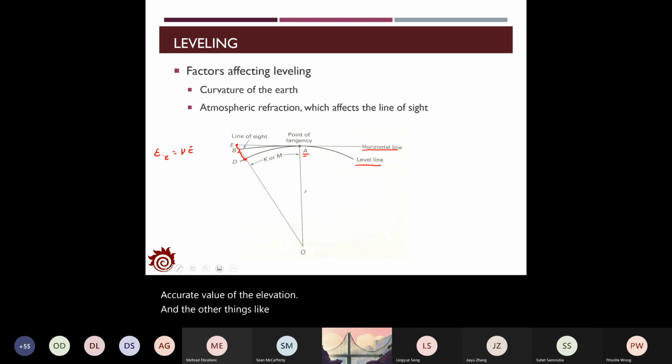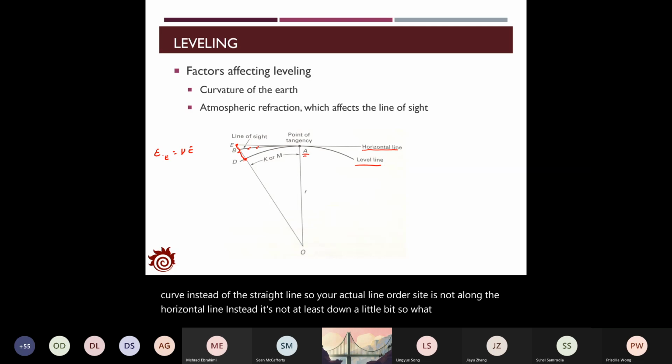And the other thing is, as we are standing on the Earth, there will be some atmospheric refractions, and this one will make your line of sight be in a curve instead of in a straight line. So your actual line of sight is not along the horizontal line. Instead, it leans down a little bit. So what you will actually see along the line D to E is the point B.